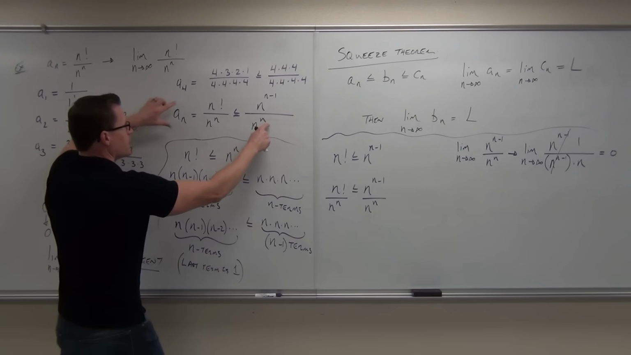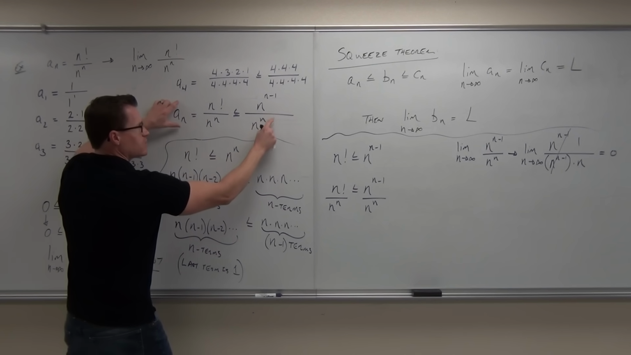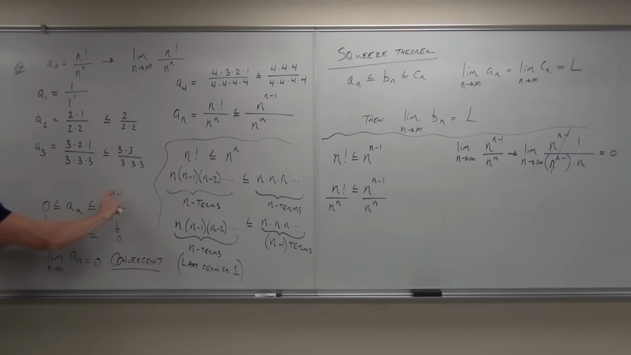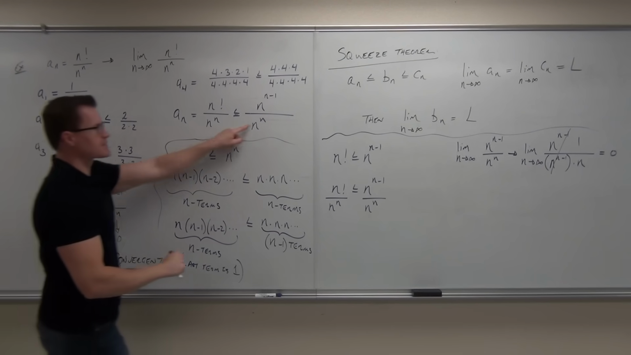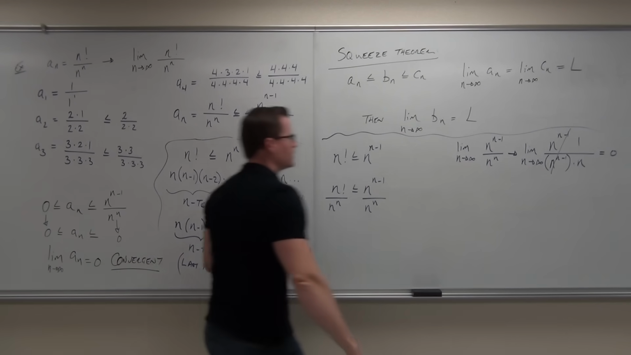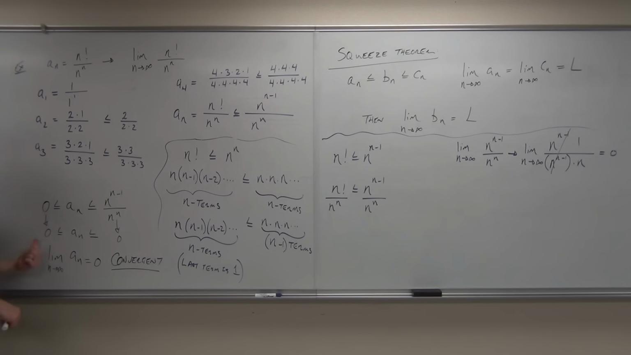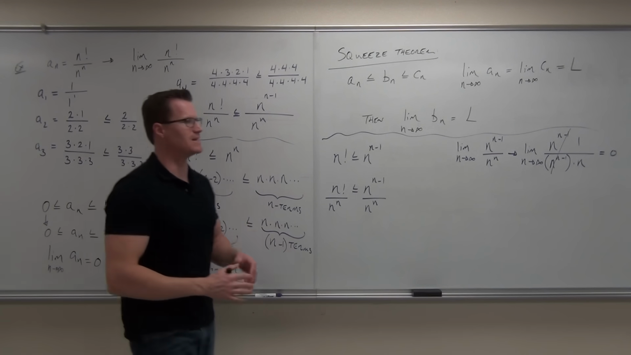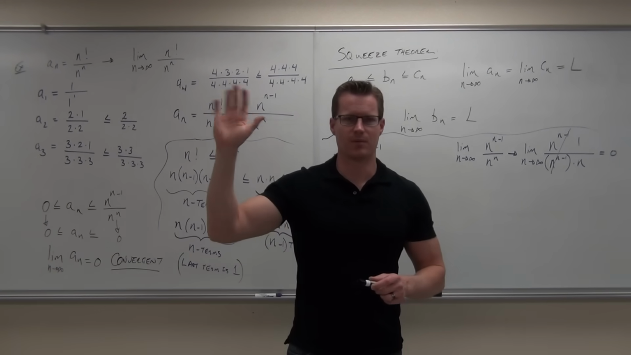So I've shown that 0 goes to 0. I've now shown that a sub n is less than or equal to this, but this guy goes to 0. Therefore, we now have a sub n bounded between two different sequences, but both of them go to the same thing, 0. Therefore, the limit of our sequence itself goes to 0, and that proves that it is convergent. That's the idea. Should we feel at least a little bit okay about that one?